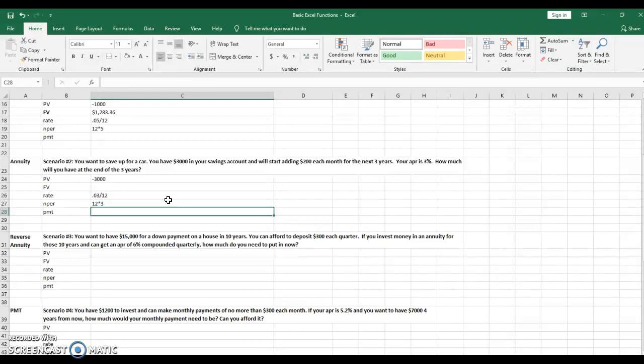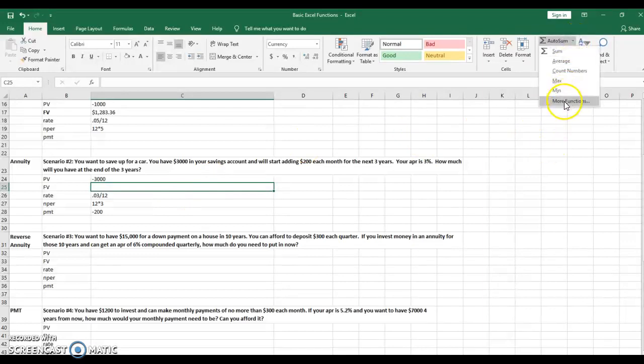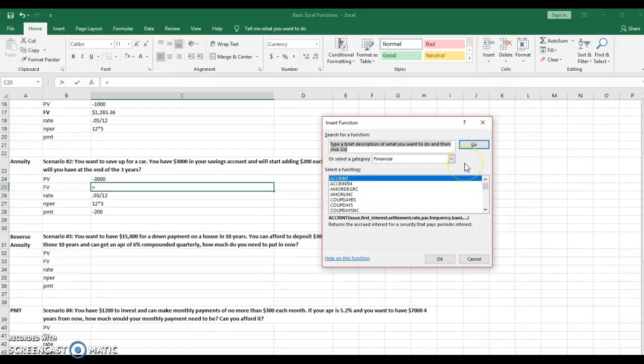And then this time we do have a payment. It's going to be negative $200 because it's leaving our pocket and going into our savings account. We're paying that savings account. So go find your functions now. We still want to find FV, so we're still going to use the same formula.